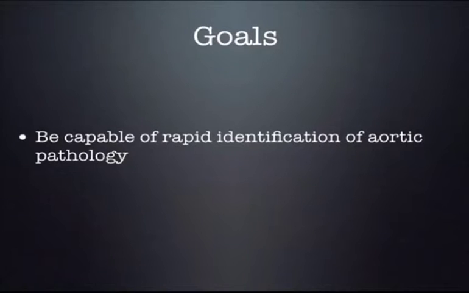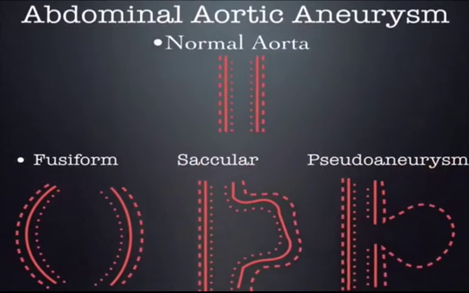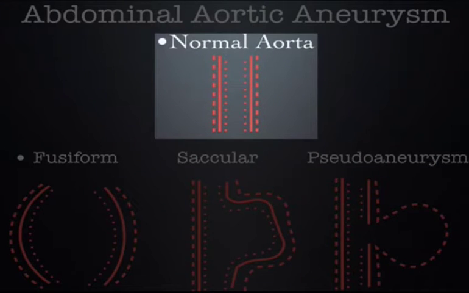Well, first let's talk about some of the basics of abdominal aortic aneurysm. It affects 5 to 9% of the population greater than 65 years of age, and there's three main types. At the top of your screen, you can see a representation of a normal aorta, and it's intended to indicate the three different layers with the intimal layer, the tunica media, and the adventitial layer.